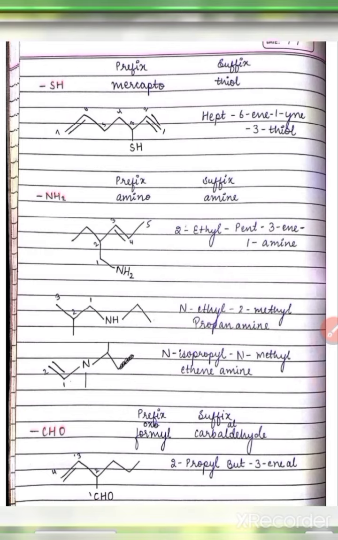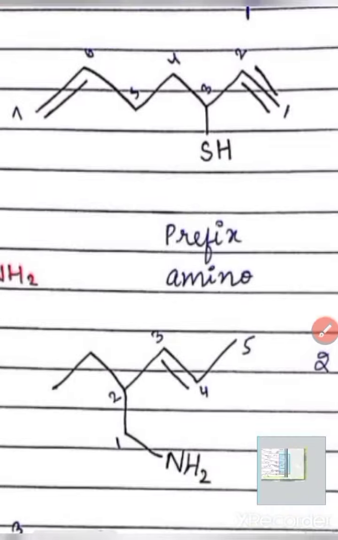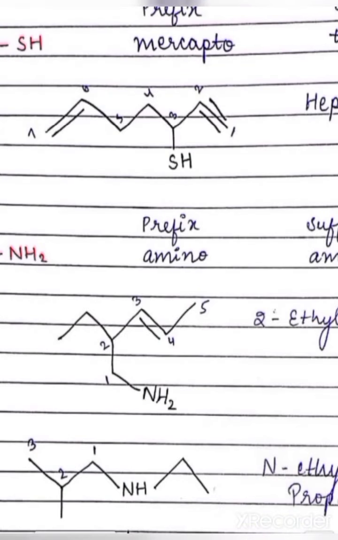Now our next functional group is SH. The prefix that is used is mercapto and the suffix is thiol. So let's look into some examples of this. Here it is. The principal carbon chain is this.